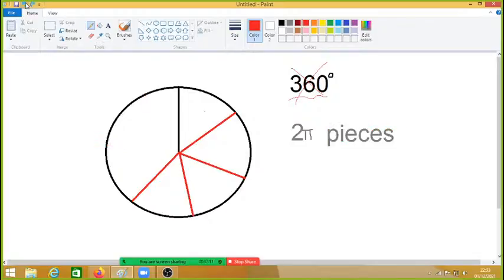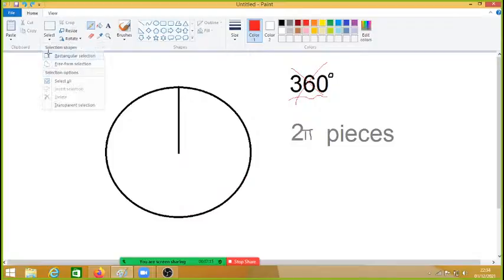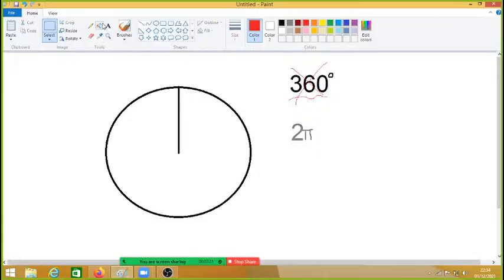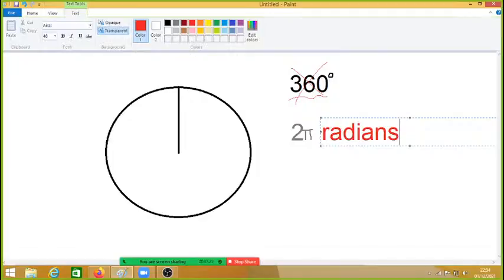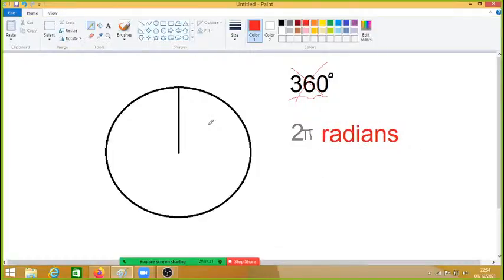Let's take the red lines off. Let's stick with the word radians. So the question is, if we've got this new way of measuring an angle as radians, let's start off with the basic: to go all the way round and form a complete angle of what used to be called 360 degrees, we're now going to call that full angle 2 pi radians.